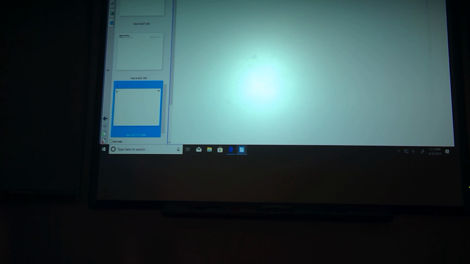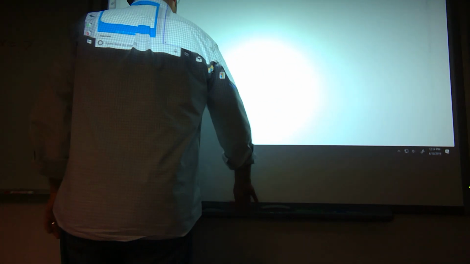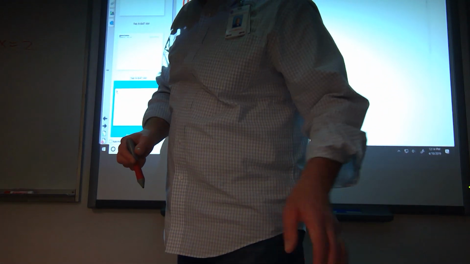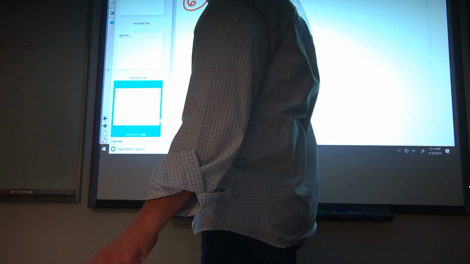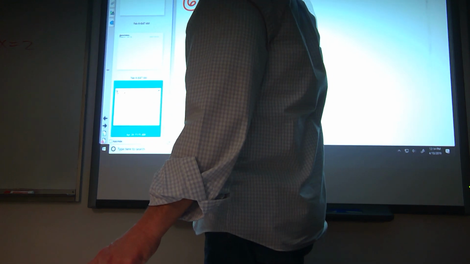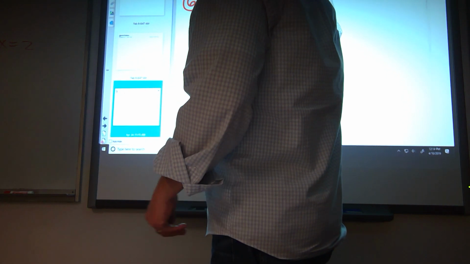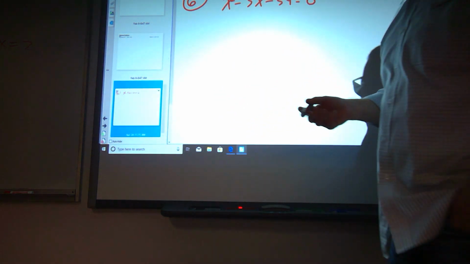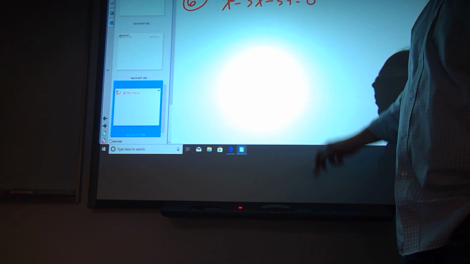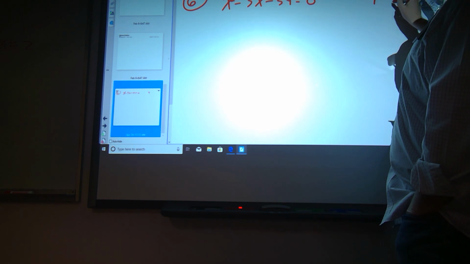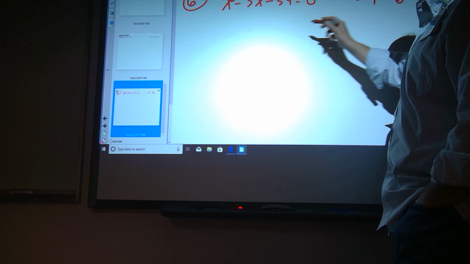113, 114 questions. Number 6 on page 113. So I have x squared minus 3x minus 54 equals 0, right? So we have to think about the factors of 54. So I think 9 and 6 both work, where the 9 is negative and the 6 is positive.